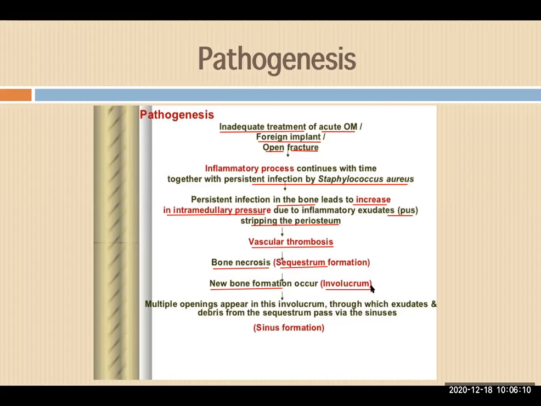It has the same terms which we discussed in acute osteomyelitis. Sequestrum is the dead bone, involucrum is the new bone formation. And the important point is still there. Multiple openings appear in this involucrum through which exudate and debris, or the pus, from the sequestrum pass via the sinuses. And sometimes even pieces of sequestrum come outside. This is called cloaca. We have already talked about this, and this sinus or cloaca is one of the hallmarks of chronic osteomyelitis. So this is about the pathogenesis.